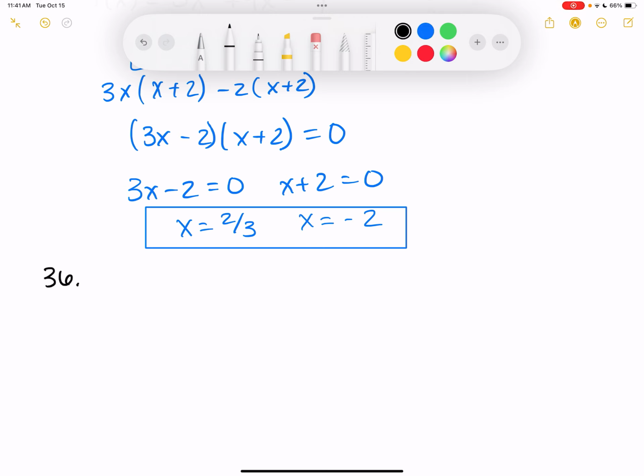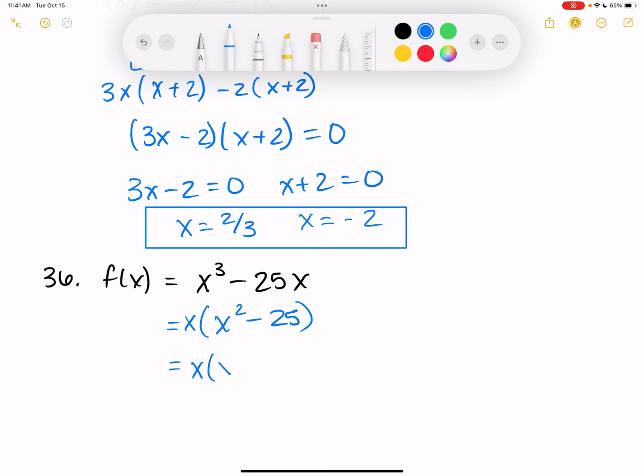36. f of x equals x cubed minus 25x. Any ideas what I can do to start with for this one? Take out an x. And that leaves me with x squared minus 25. What is x squared minus 25? So that would factor into what? x minus 5, x plus 5. And don't forget the x that we factored out to begin with. We've got to have that.